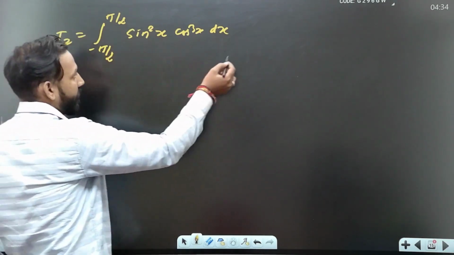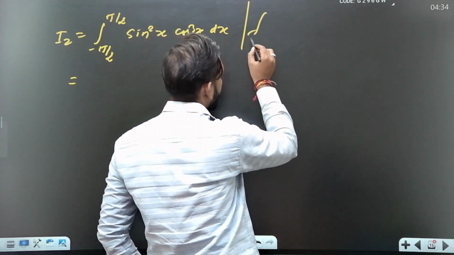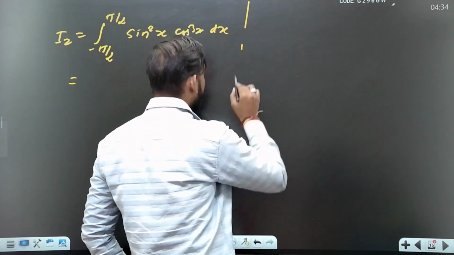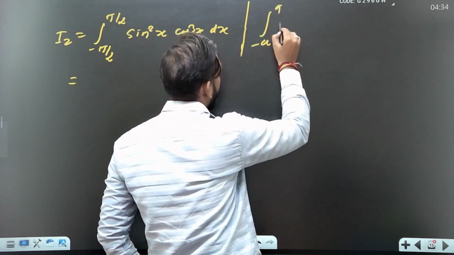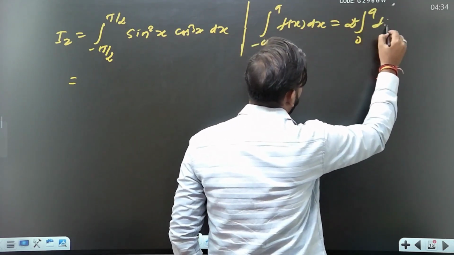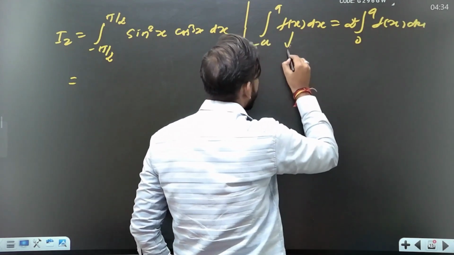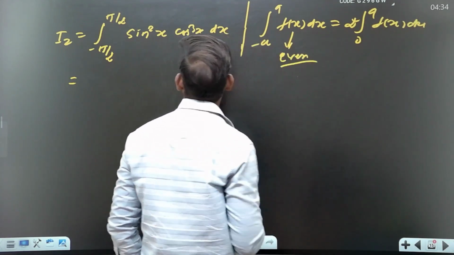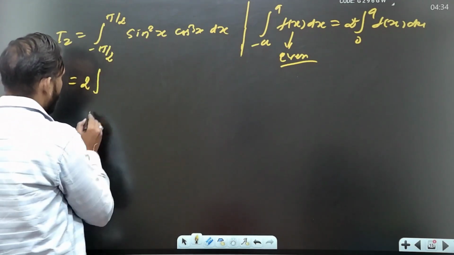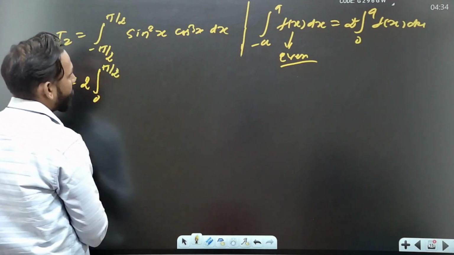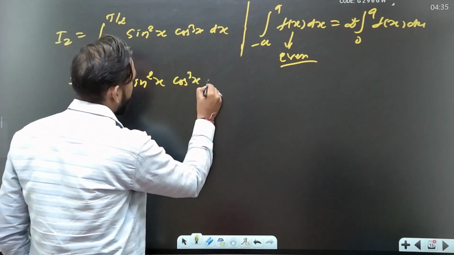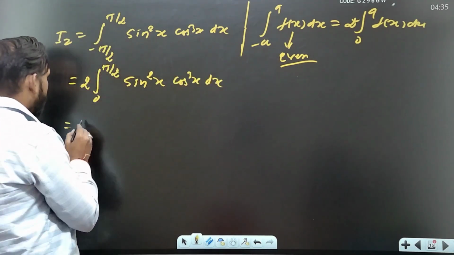Then if we use this thing for the limit, if we have even function, then with limit minus a to a, f of x dx, we can write 2 times 0 to a f of x dx, when this function is even function, right? Then we can write it like that, 2 times 0 to pi by 2 sine square x cos cube x dx. Okay, great. Now 2 is as it is.